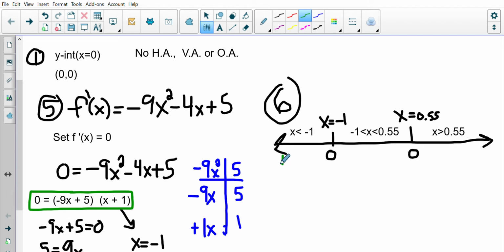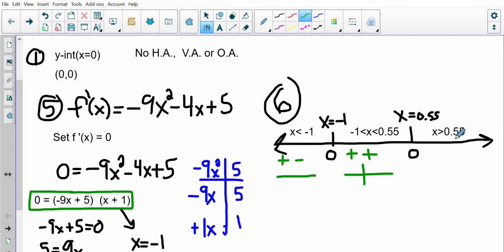So that first bracket would be positive, but the second bracket here would be negative. So positive times the negative: it's negative on that interval, our derivative. Okay, so then the next one here, between -1 and 0.55, I'll pick 0. If I put a 0 in the first bracket, it's positive. Second bracket's positive. And so on this interval, our derivative is positive, which means, again, our function is increasing.